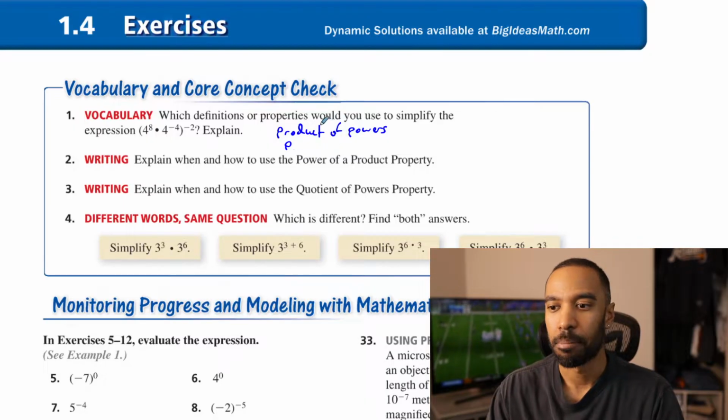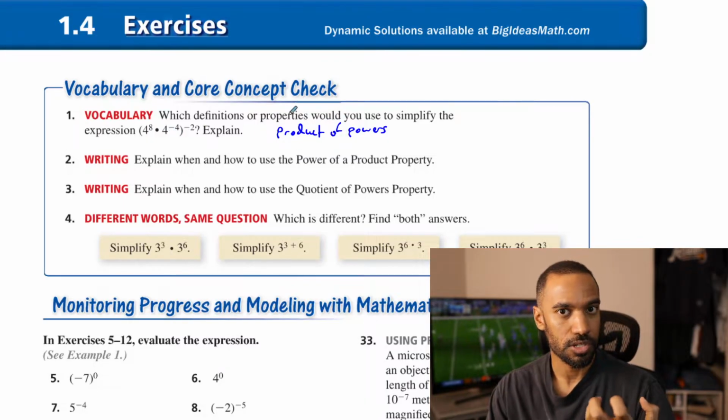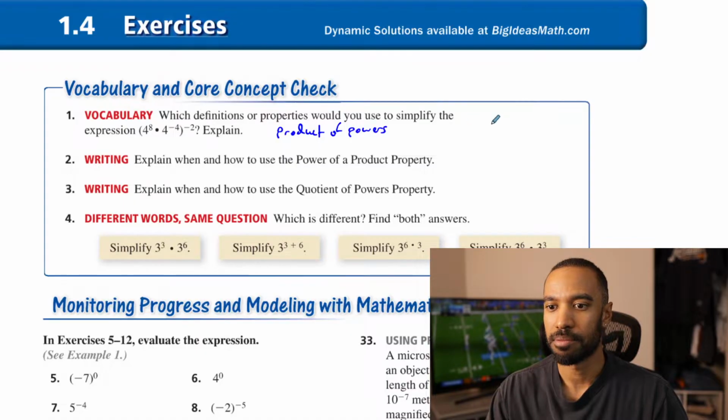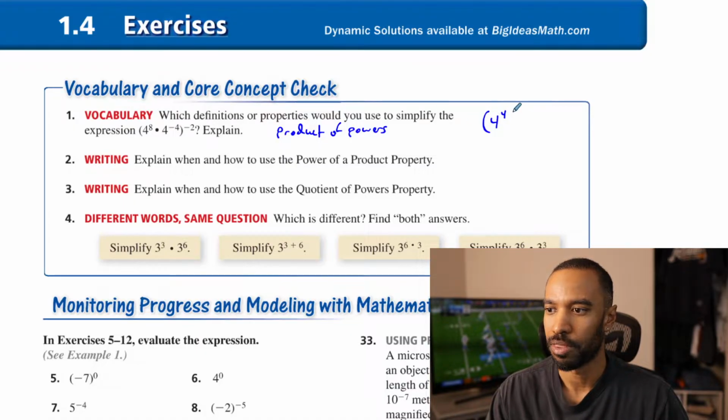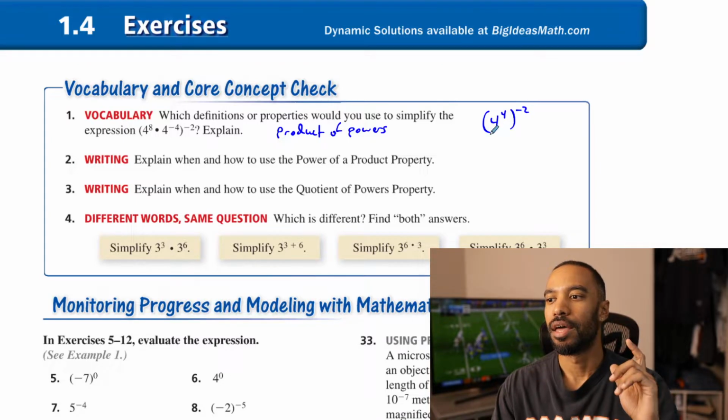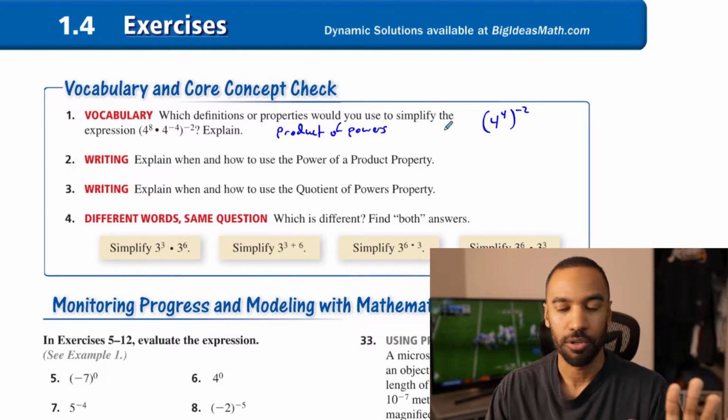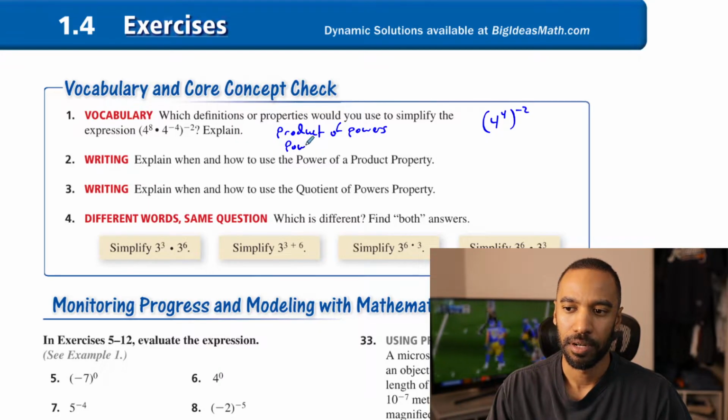No, I'm sorry. At that point, now that they're simplified, so here, let's do this. 4 to the 8th times 4 to the negative 4th. 8 minus 4 is 4, so 4 to the 4th, and to the negative second power. The next thing we can do, and you can do it in different order, this is power of a power.